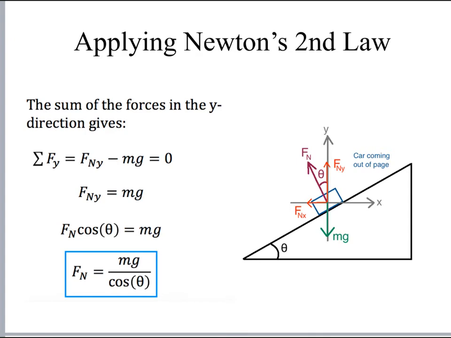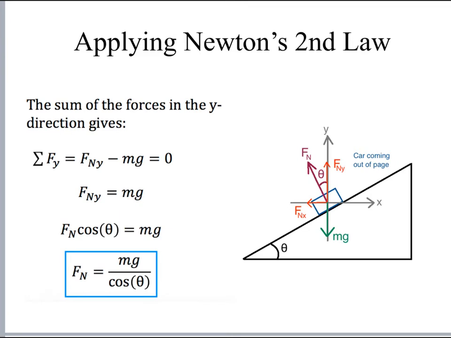Now, in the y direction, we have F_N,y, that's the y component of the normal force. We have mg, that is the weight, and those are the two forces that are in the y direction. The weight is obviously negative. The y component of the normal force is pointing up, so it's positive. And so when we do the sum of the forces in the y direction, we get the y component of the normal force minus mg equals 0. And that tells us that the y component of the normal force is equal to mg.